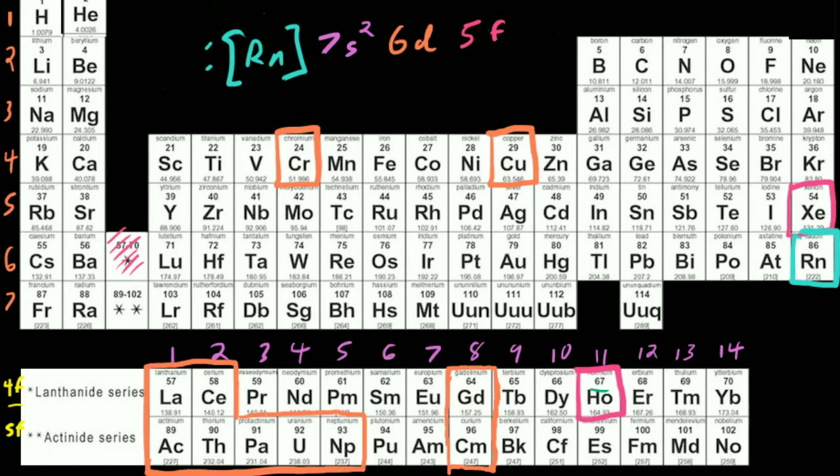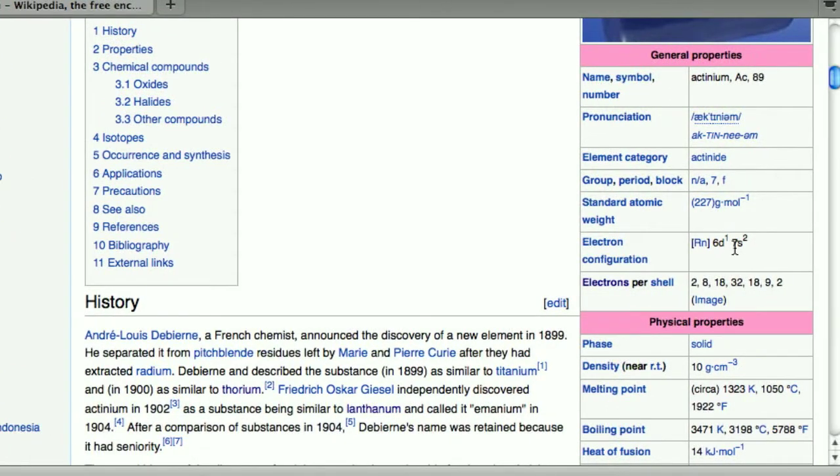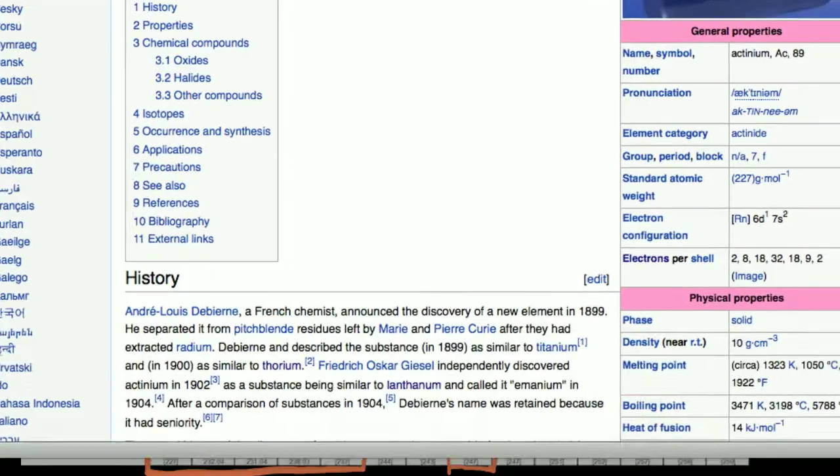But what do we get? What we get is no electrons in our 5f orbital, and we get one electron in our 6d orbital. So that's what we get for actinium instead of what we would expect. So actinium is going to be an exception to any rule that we generalize.